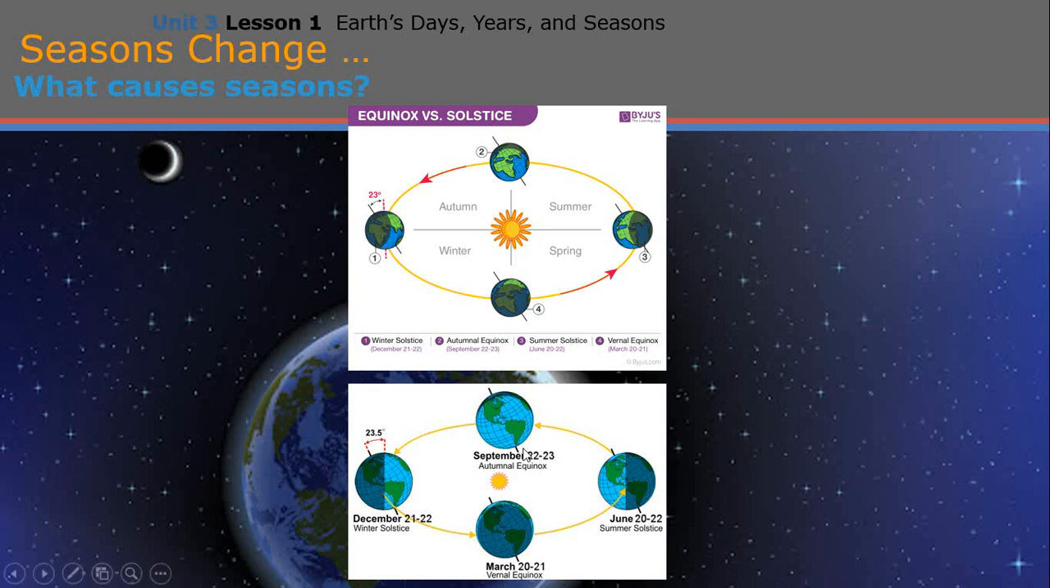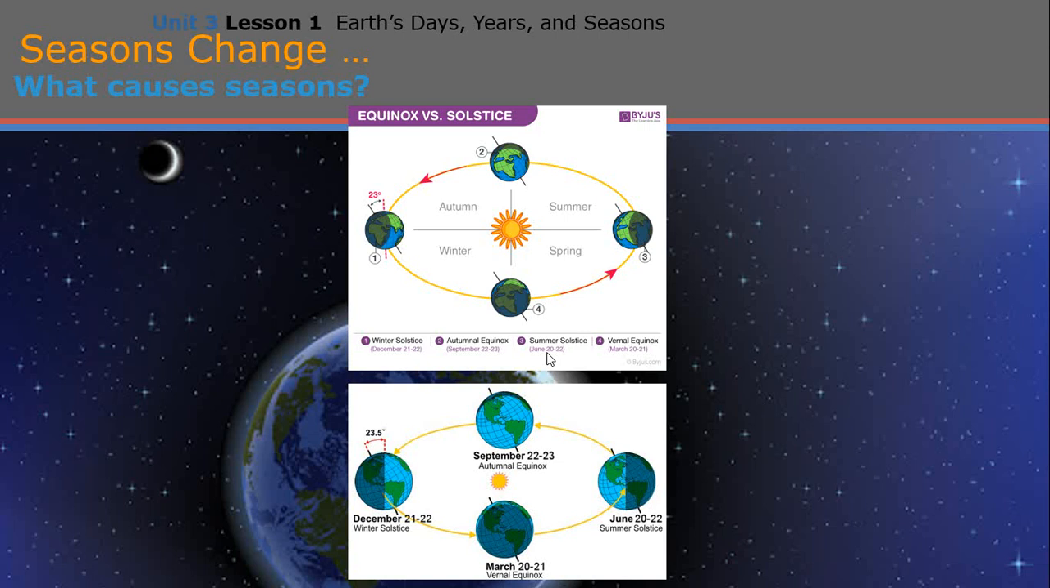Now on the bottom, what do I see? Number 1 is winter solstice. Number 2 is autumnal equinox. Number 3 is summer solstice, and number 4 is vernal or spring equinox. Those four days or periods of time are very important because they mark the change of one season into another, the passage from one season into another.